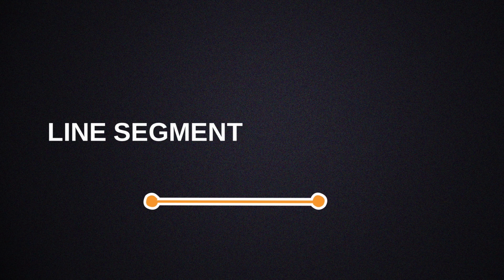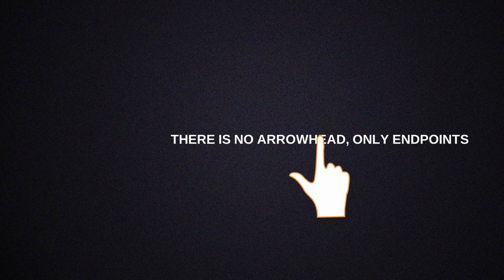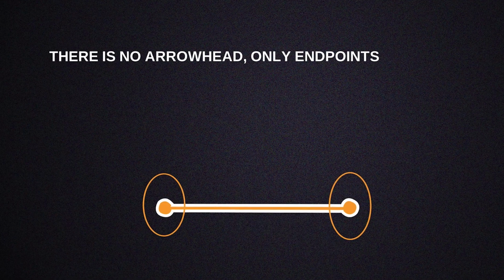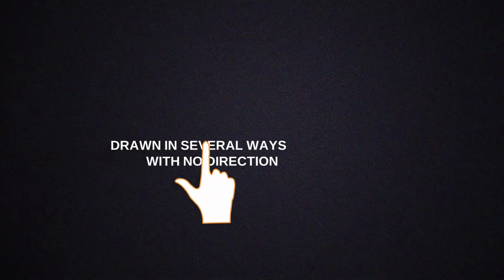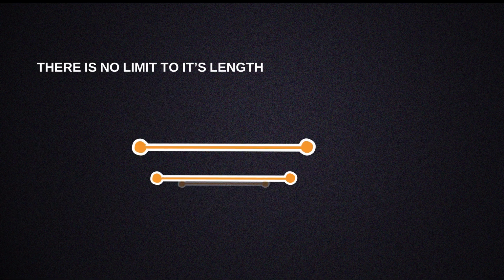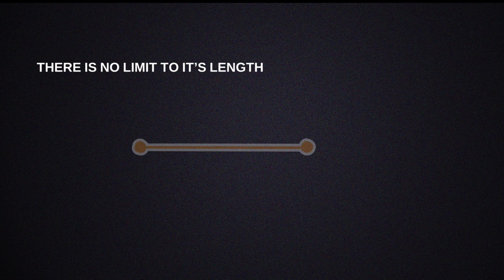Now let's explore line segments. A line segment has no arrowheads, which means it doesn't extend in any direction. A line segment has endpoints at both its ends. This is why line segments don't have any direction. But line segments can still be drawn in various ways. They can be of any length, like long, longer, or longest.